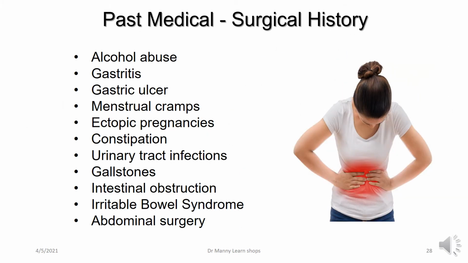Then you've got the past medical or surgical history, and that becomes important because of alcohol abuse, gastritis, gastric ulcer, menstrual cramps, ectopic pregnancies, constipation, urinary tract infections, gallstones, intestinal obstruction, irritable bowel syndrome, or previous abdominal surgery, which can result in lots of adhesions. Any form of surgery will cause healing, inflammation, and this could cause adhesions. This could cause abdominal pain.